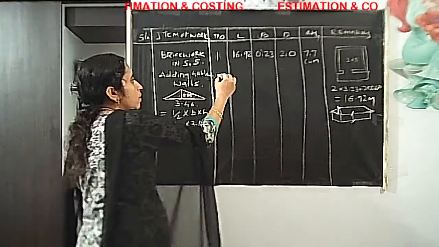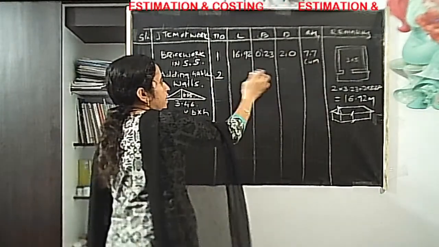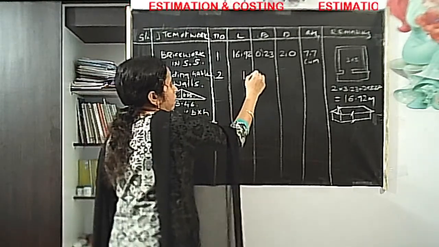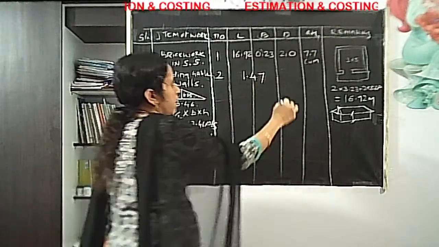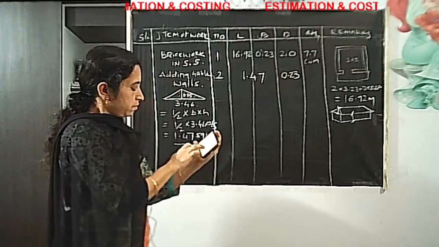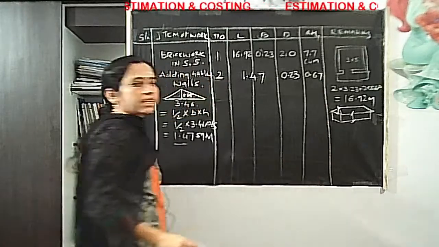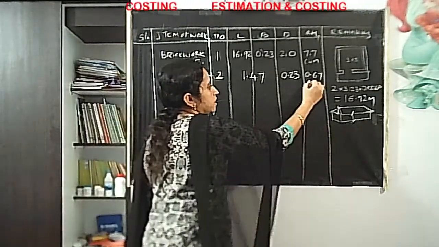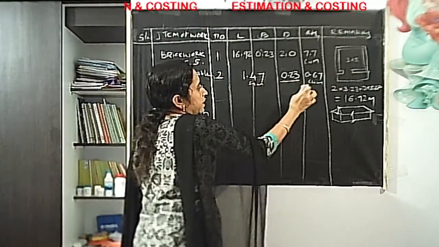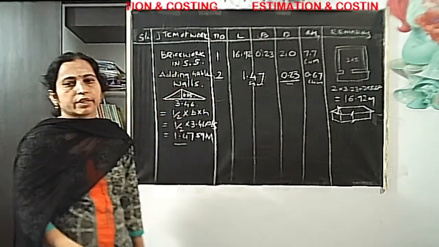So we have two gable walls. Area we have found out, that is half into base into height, that is 1.47, and we are multiplying by the thickness of the wall, that is 0.23. So that equals 0.67 cubic meter. This is square meter, then we are multiplying by the thickness in meter to get the cubic meter.